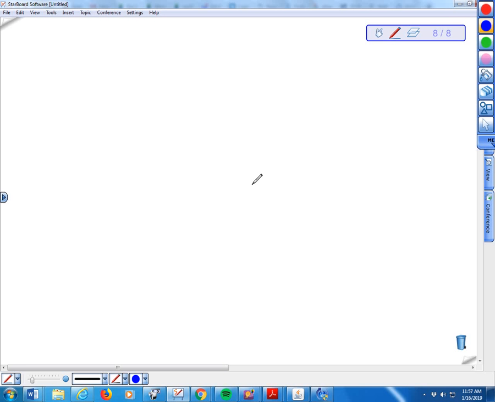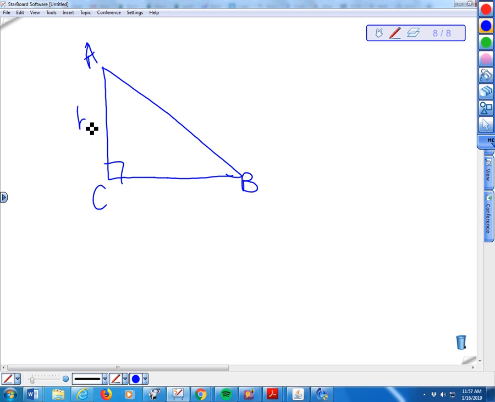So here is a triangle. Let's do A, B, and C. This is B, and A, and little c. Remember, the small letters always correspond to the side opposite the angle. So capital A corresponds to little a opposite, and capital B is little b opposite, and capital C, little c opposite. Okay, so sine, cosine, tangent.